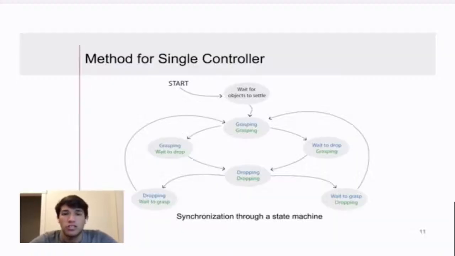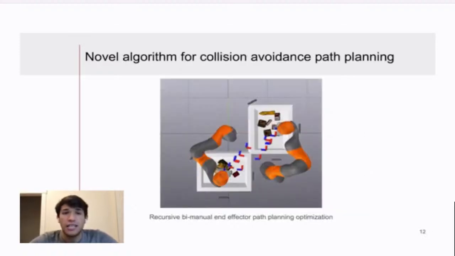The first idea was to design a state machine that forces synchronization on both arms, meaning that each arm will have to wait for the other to finish its subtask before starting the next sequence. The second idea consisted in designing two collision-free paths from one bin to the other. We propose a novel algorithm that consists in recursively finding two frames, one for each arm, so that they are not colliding, as we can see in the visualization.